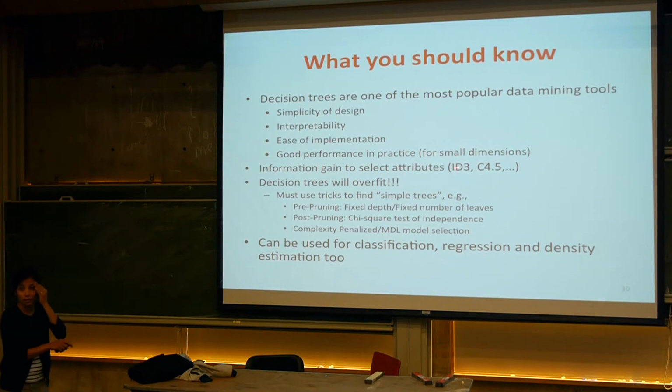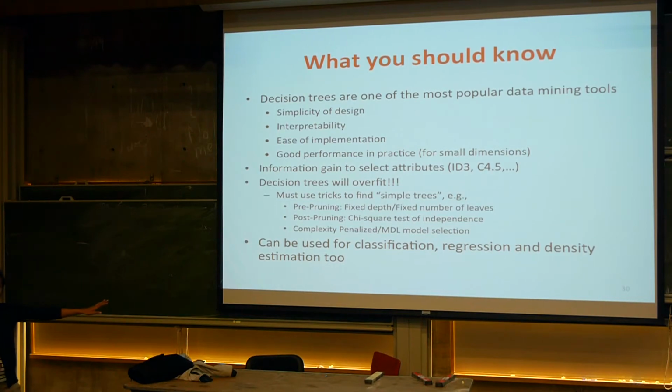We talked about information gain as the main way to select which feature to split on. At least that's true for ID3 and C4.5. CART has a slightly different approach, where you are optimizing this regularized objective. And in general, you should know that they will overfit unless you do some kind of pruning, which could be pre-pruning, post-pruning, or this complexity penalized approach we talked about.